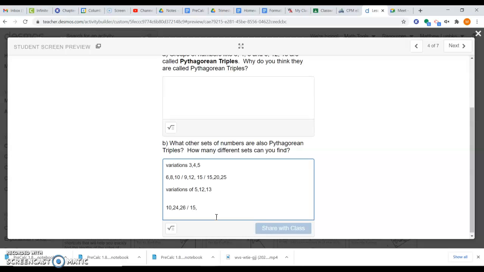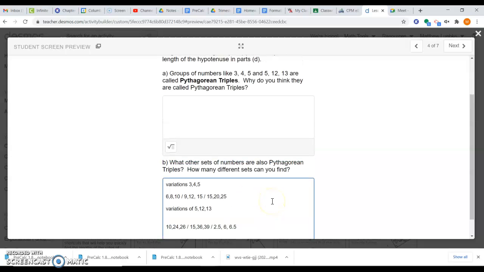15, 36, 39. You could even have one being 2.5, 6, and 6.5. Okay? This one is multiplied by 2, this one's multiplied by 3, this one's multiplied by 1/2. Still a variation, even if I multiply it by 1/2.